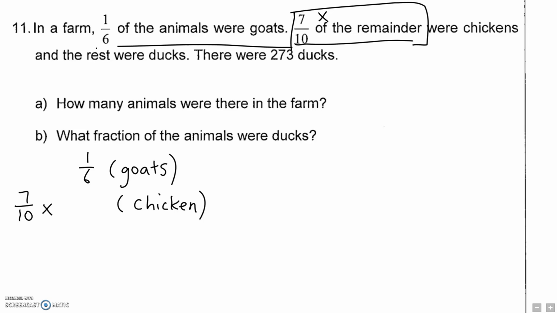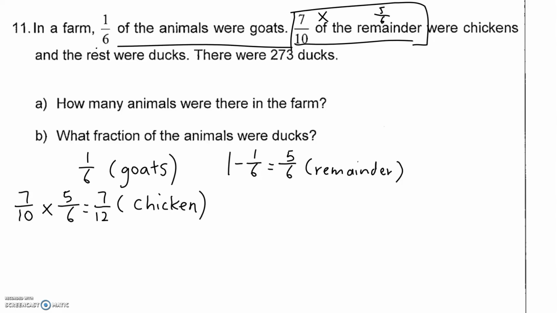We don't know what is the remainder. It starts off with one whole minus 1/6, which is the goat. It gives us 5/6, which are all the remainder that we have. And so now we know that this remainder stands for 5/6. 7/10 times 5/6. If you press your calculator, you will get a simplified fraction, 7/12. So 7/12 is for the chicken.